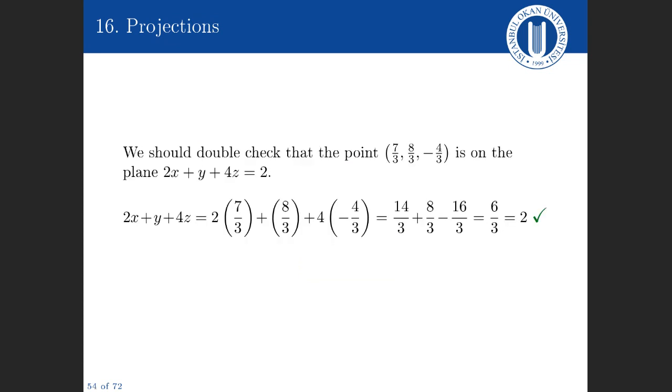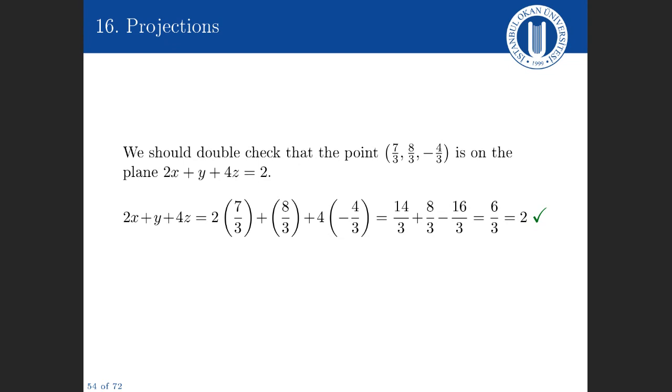Now, we should do a double check here. It's easy to make a mistake when we do these calculations, but there's a quick check we can do just to see if our answer is correct or not. Is this point really in the plane? If the answer is yes, then we've probably not made a mistake.